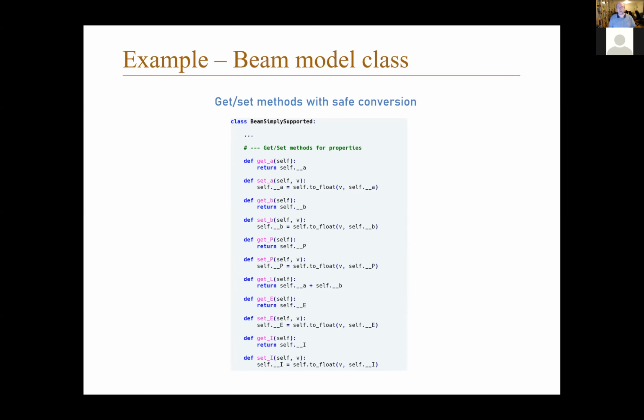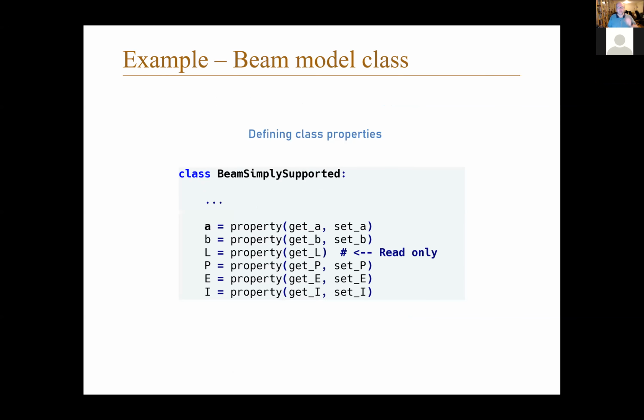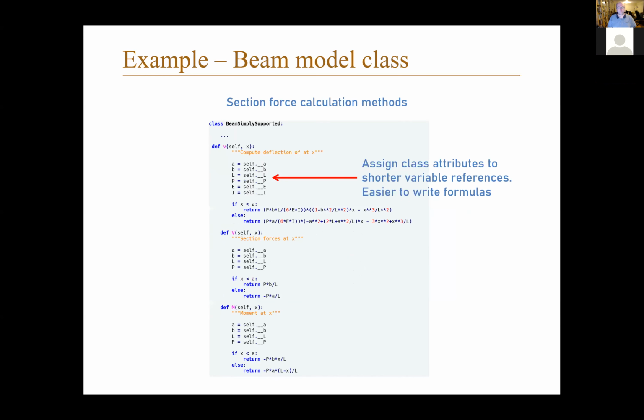And then I add my get and set methods for my properties. So basically just return A if I get A and so on. I have one method for each property: get A, set A, get B, set B. And I also have get length here, which is a read-only property. So you can always read length, but you can't set the length because that depends on A and B. And then I have some methods here for calculating the deflection, the section forces, and the moments at a certain position of the beam.